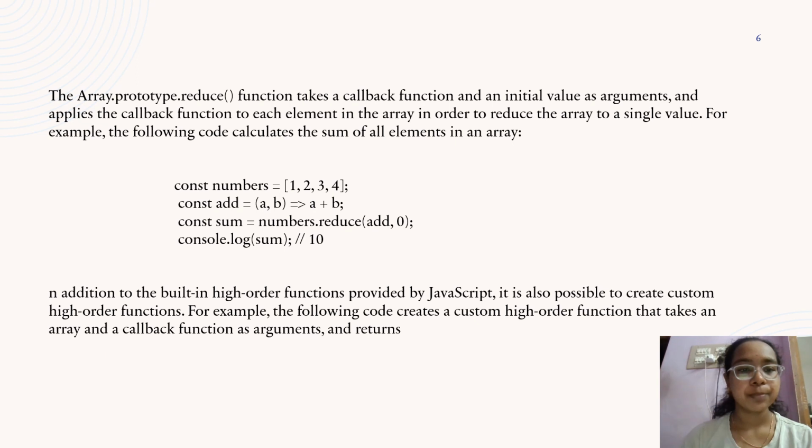The array prototype dot reduce. The reduce function takes a callback function and an initial value as arguments and applies the callback function to each element in the array in order to reduce the array to a single value. For example, the following code calculates the sum of all elements in the array.